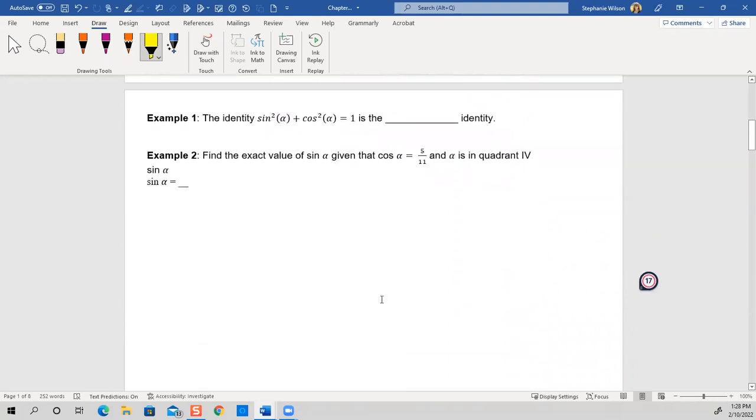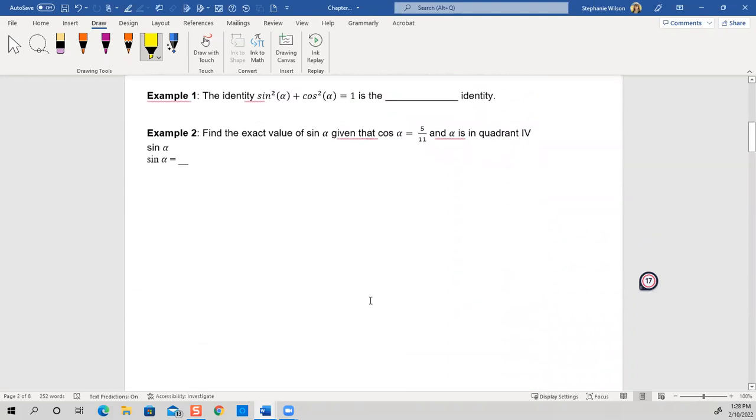So let's start on example 1. Example 1 just asked us, what is the identity for sine squared alpha plus cosine squared alpha equaling 1? Well, we just saw that it's the fundamental. All right, so that one wasn't too bad.